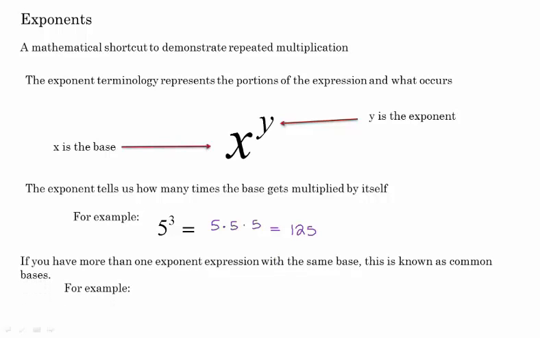If you have more than one exponent expression with the same base, this is known as common bases. X to the third and x to the eighth have common bases. The x is the common base.